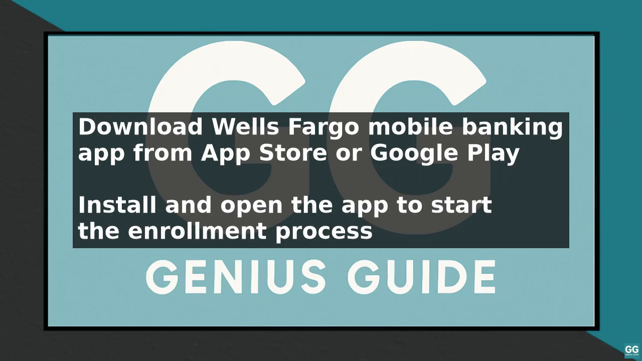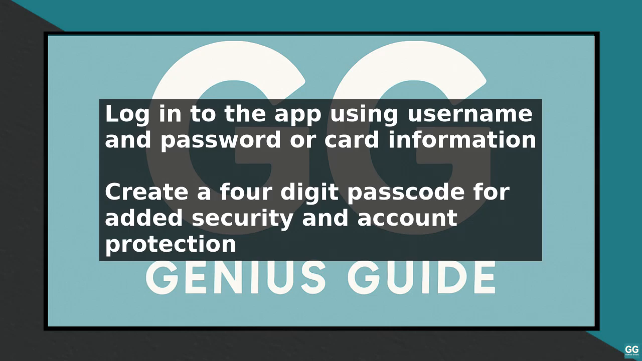You will need your Wells Fargo account information, including your username and password, to complete the enrollment. After enrolling, you can log into the app using your username and password. If you have a Wells Fargo debit or credit card, you can also use the card information to log in. The app will prompt you to create a 4-digit passcode for added security.